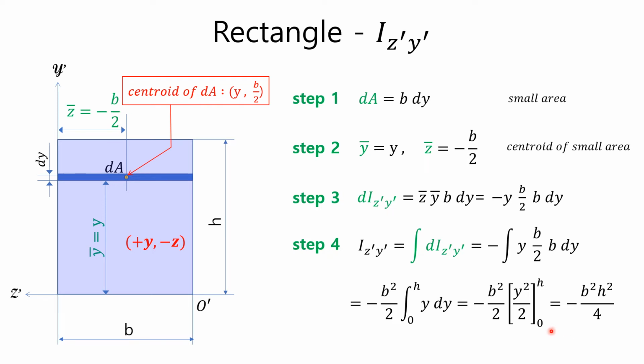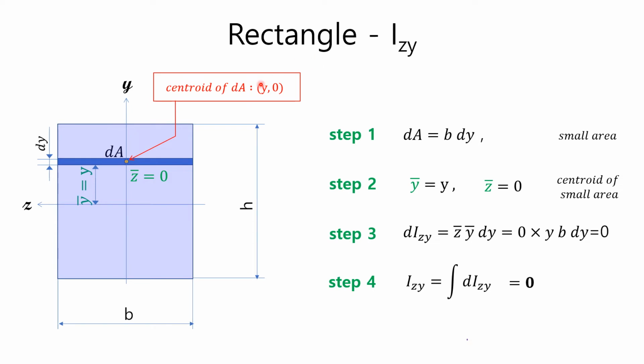We expected this result because the coordinates of every point in the rectangle have their sense plus in the y-axis and minus in the z-axis, like this.